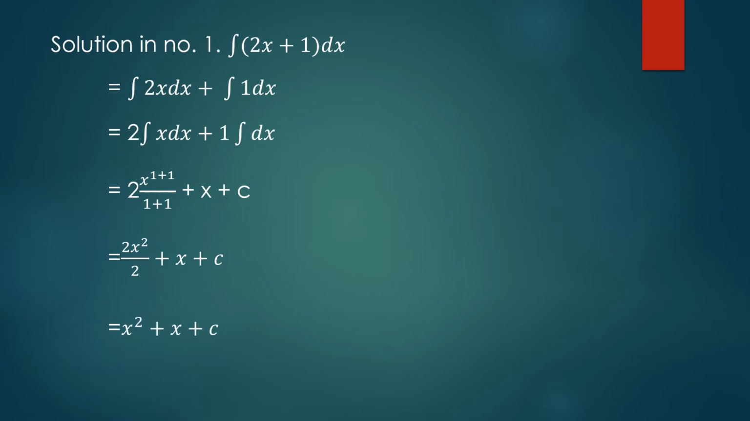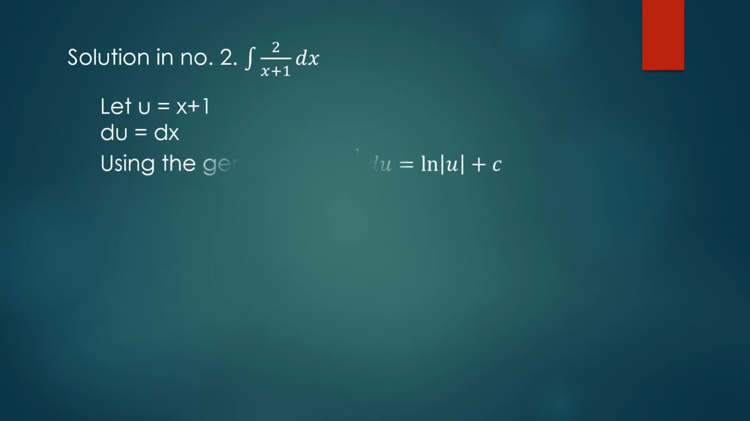Now let us proceed to number 2. Here we have the integral of 2 over x plus 1 dx. At this time, we are going to let u be equal to x plus 1, since this one is a rational function, so we determine the value of u. So we have u equivalent to x plus 1.